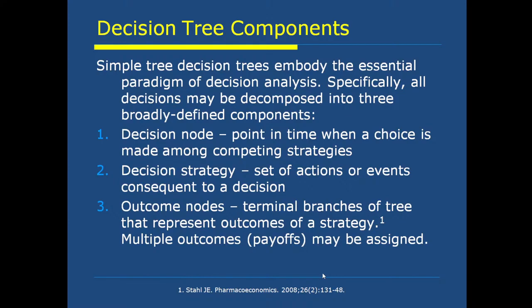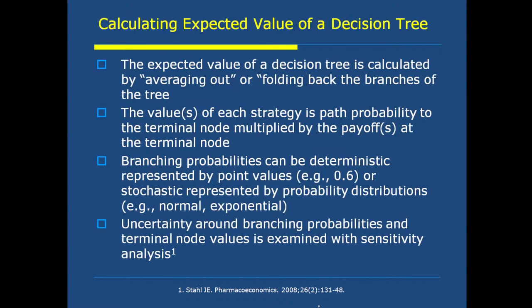Outcome nodes: these are the terminal branches of the tree that represent outcomes of a strategy. For multiple outcomes, payoffs may be assigned. The expected value of a decision tree is calculated by averaging out or folding back the branches of the tree. The value of each strategy is the path probability to the terminal node multiplied by the payoffs at the terminal node.